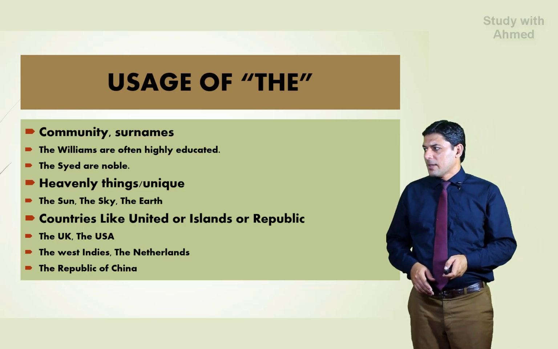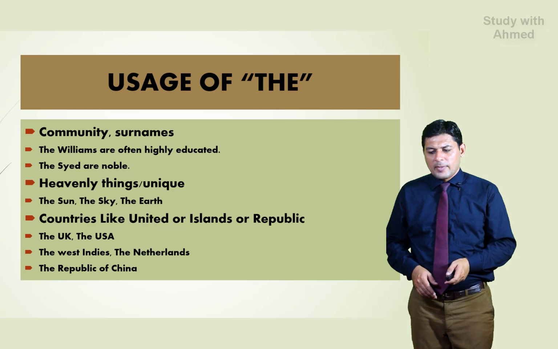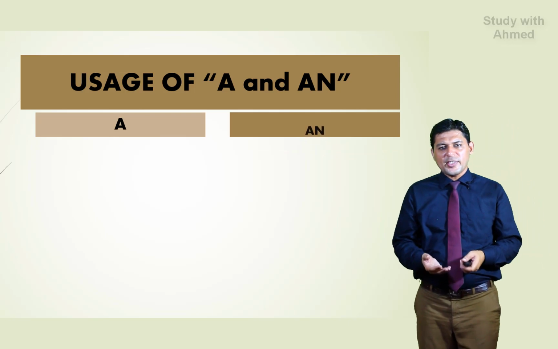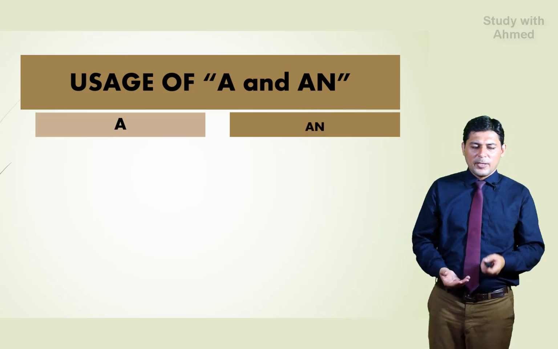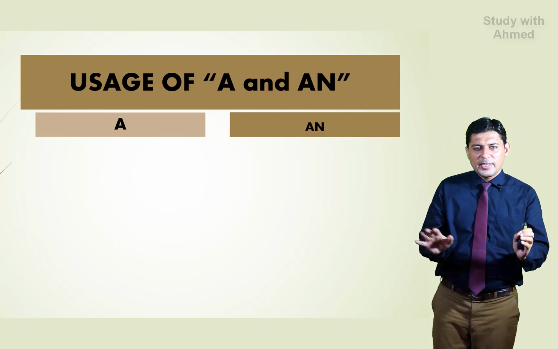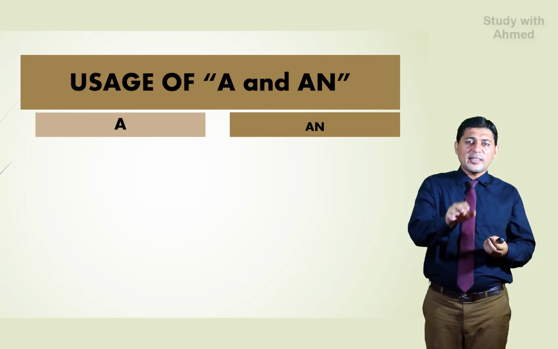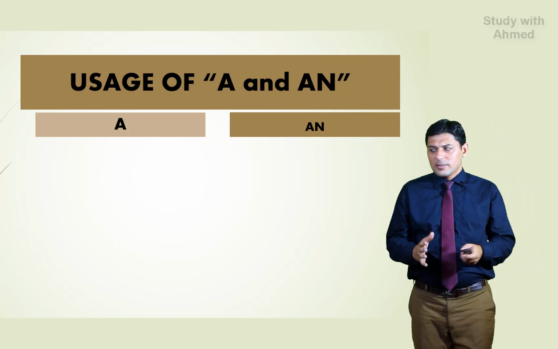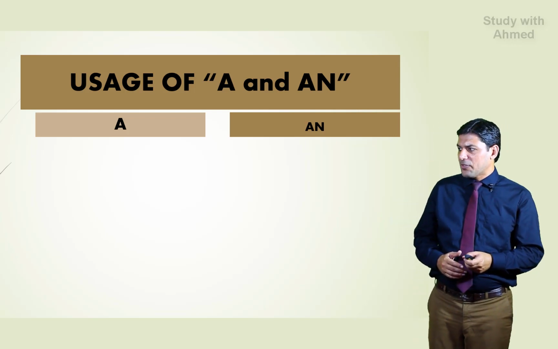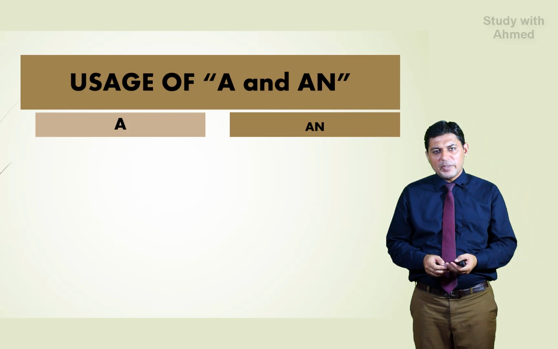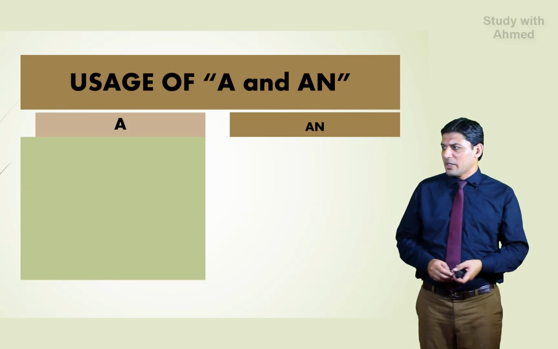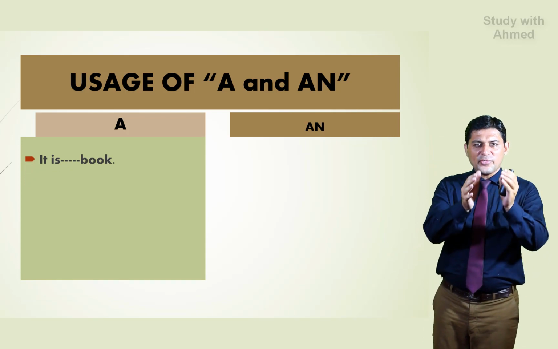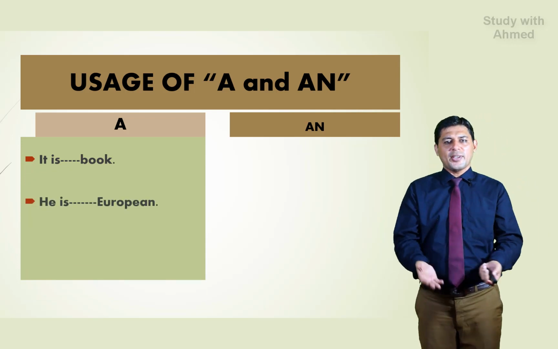Second is the usage of the indefinite article, the usage of a or an. It's quite easy. Vowel sounds and consonant sounds. We have 26 letters of the English alphabet, but they are letters, not sounds. We have 46 sounds of English. So with a or an, it is a book, because B is a consonant sound. Or he is a European, a EU, but the sound is not a vowel sound, it is a consonant sound.